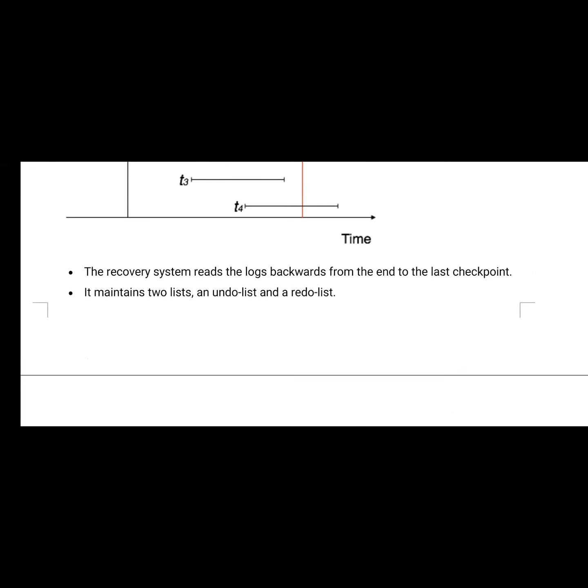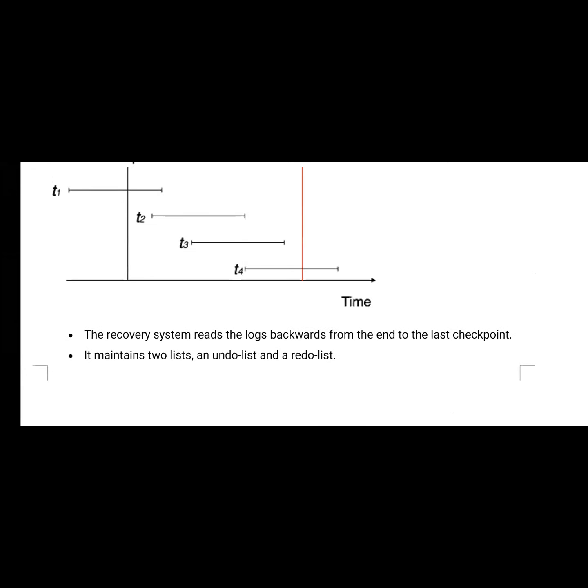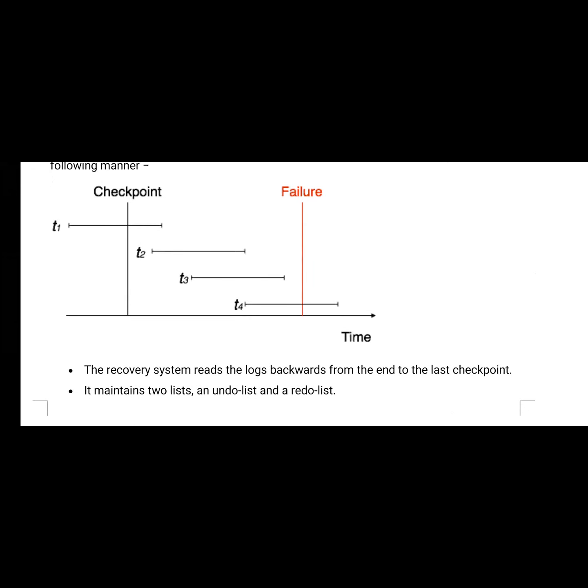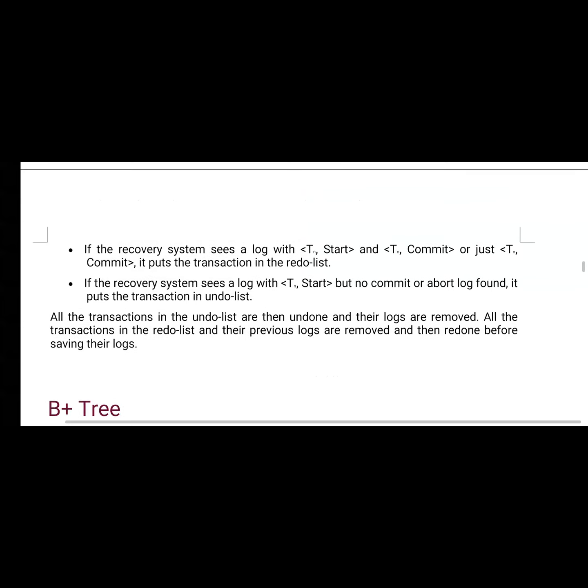So that means analysis, redo, and undo. Those transactions which are committed are maintained in the redo list. If they are not committed, they are maintained in the undo list. If they are in the undo list, it means they are undone, and those in the redo list are redone. Simple. So we are able to identify them by using the checkpoint.